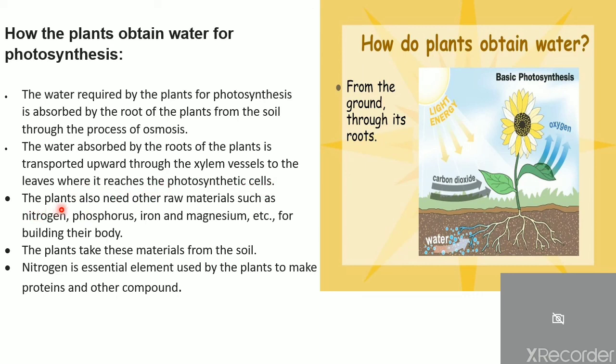Now the plants also need other raw materials apart from carbon dioxide, water, chlorophyll and sunlight. There are certain other materials which are also required for the building of the body, that is nitrogen, phosphorus, iron, magnesium, and all these materials are taken by the roots only. They are absorbed by the roots from the soil. Of all these materials, nitrogen is the most essential element, which is used by the plants to make proteins and other compounds.